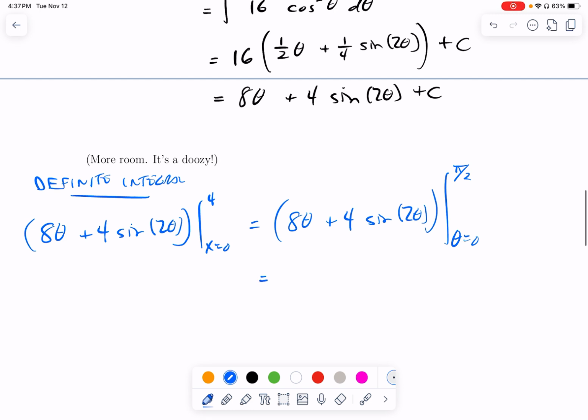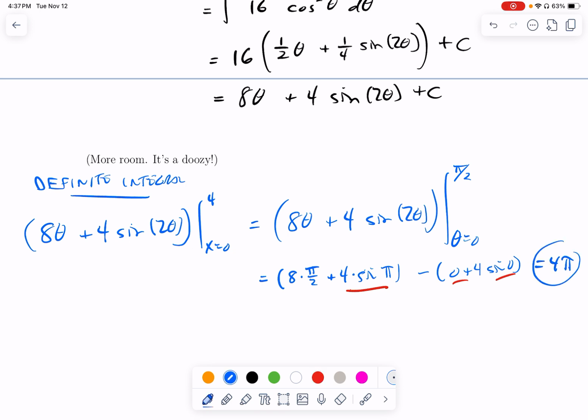So if we plug in pi over 2, we have 8 times pi over 2 plus 4 times sine pi, sorry. If we plug in 0, we have 0 plus 4 times sine 0. So this is 0, this is 0, this is 0. Our answer is 8 times pi over 2, which is 4 pi, which we already knew from geometry, but here we're seeing how we can actually get to it from the calculus.